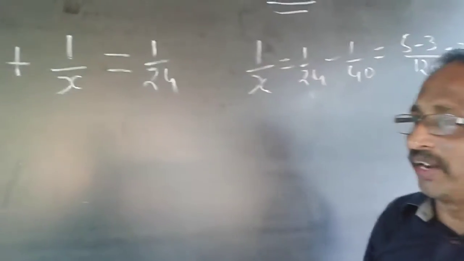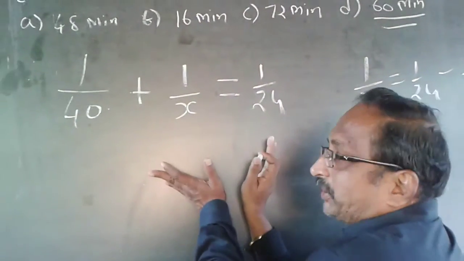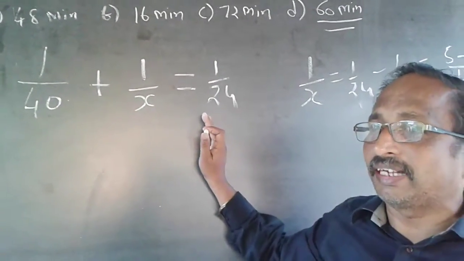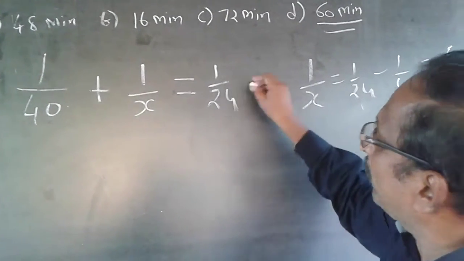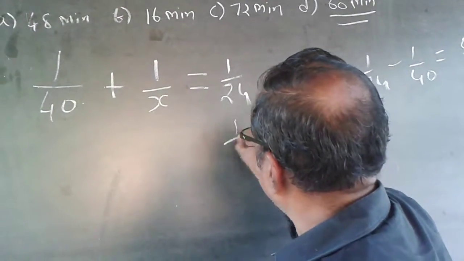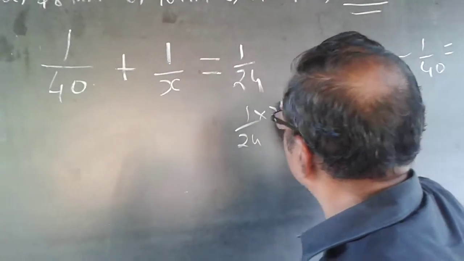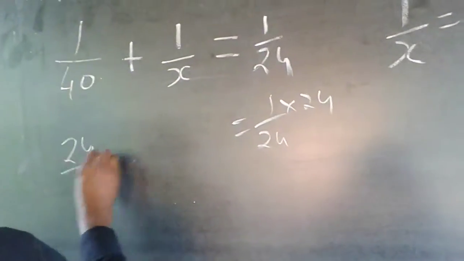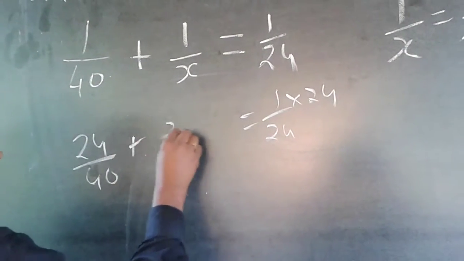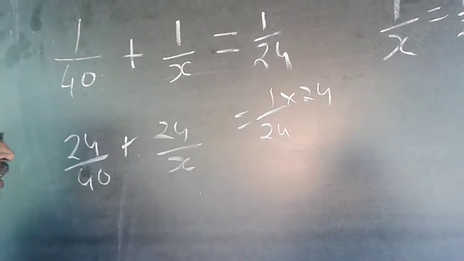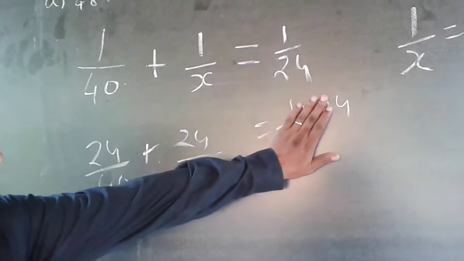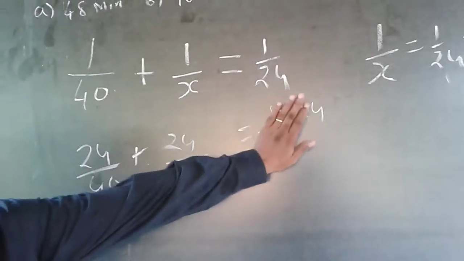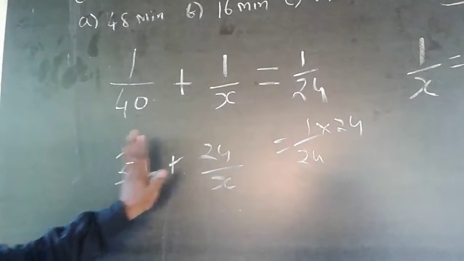The easier way of doing it is, once you know to form this equation, convert your right hand side to 1. So you have to multiply 1/24 by 24. If you multiply this, you also have to multiply the left side by 24, giving 24/40 plus 24/x. So this is a shortcut. The right hand side is going to be 1, so the left hand side has also got to be 1.